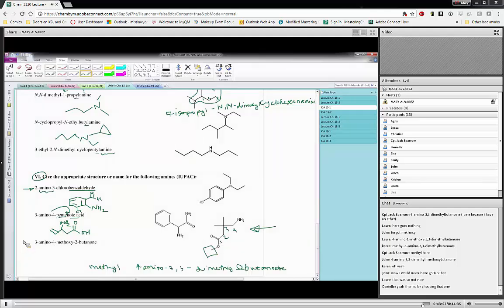Let's do this one because this one has a methoxy and a ketone. So butanone has got 4, 1, 2, 3, 4. Ketone at the 2 position. Amino group at the 3 position. Methoxy group at the 4 position. So I'll have 2 hydrogens. So that's a butanone with a methoxy because they're not attached. Once they're attached, you have to name it like an ester.